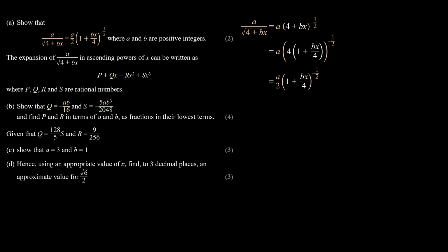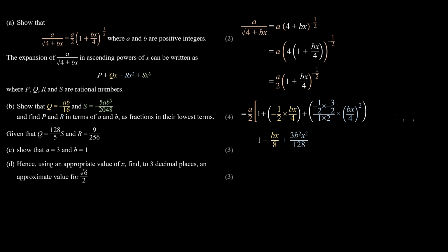Next, we need to expand the expression in ascending powers of x up to x cubed. Using the binomial theorem, we expand the bracket. The first term is 1. The second term is negative half multiplied by bx over 4, which simplifies to negative bx over 8. The third term is negative half choose 2 multiplied by (bx over 4) squared. Simplifying this term gives 3b squared x squared divided by 128.